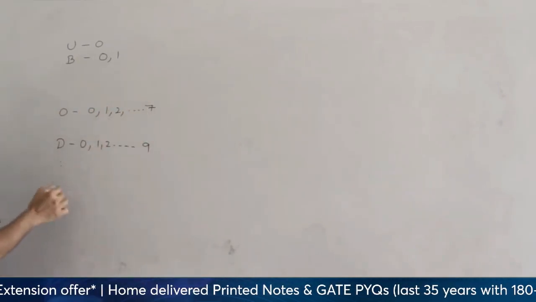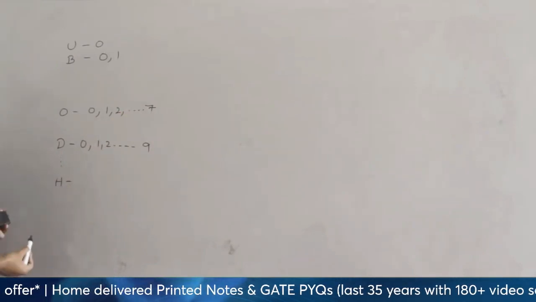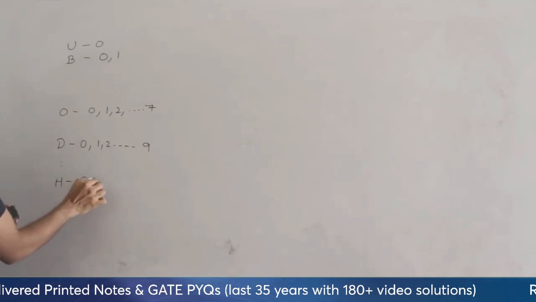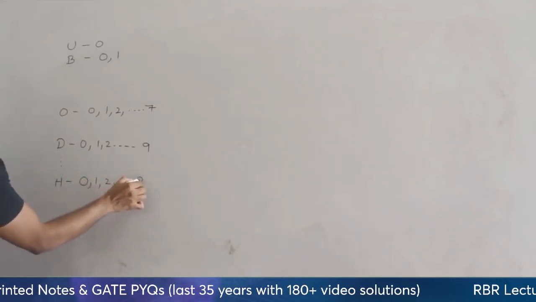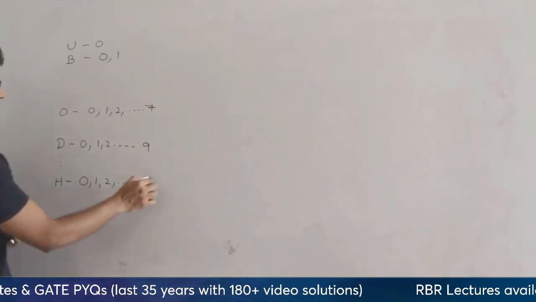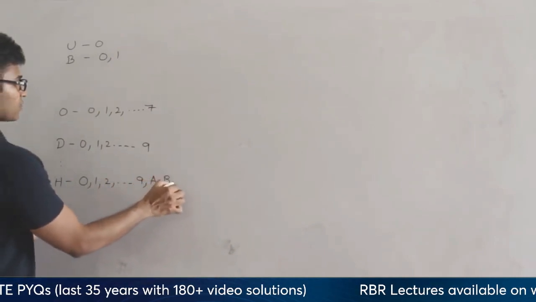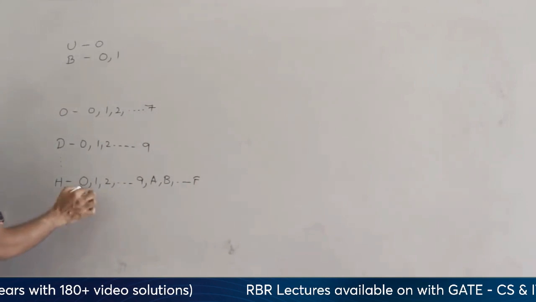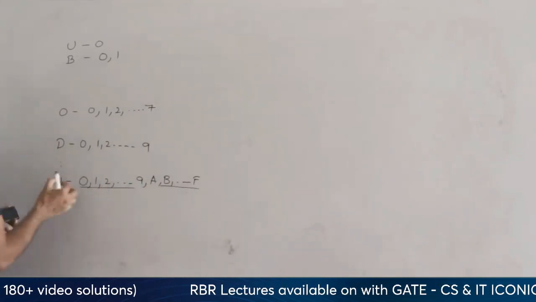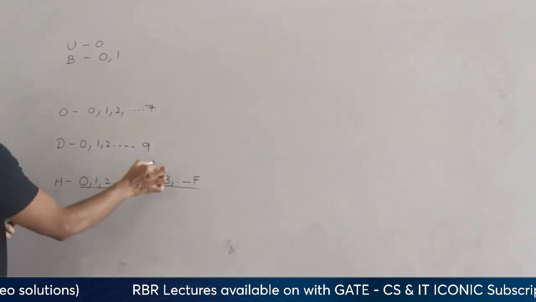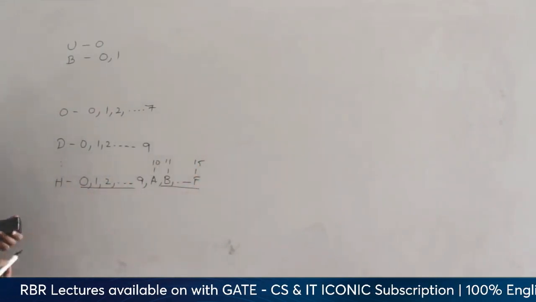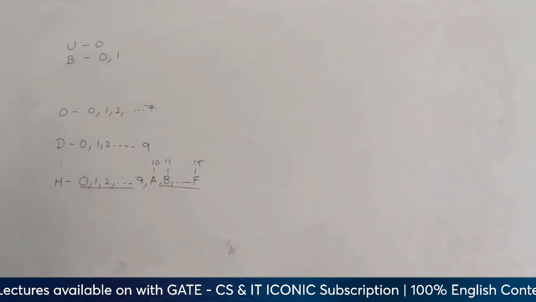And in hexadecimal number system, we have 16 symbols, but since we have only 10 digits, 0, 1, 2, 3, so on to 9, we have used A, B, C, D, so on to F as the remaining 6, right? So these are 10 and then 6, that is why it is hexa. And now A represents 10, B represents 11, and F represents 15. Okay, so this is all about the number system.